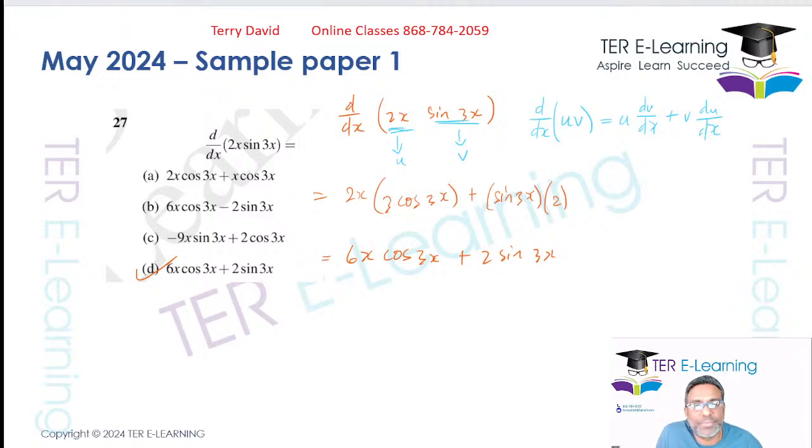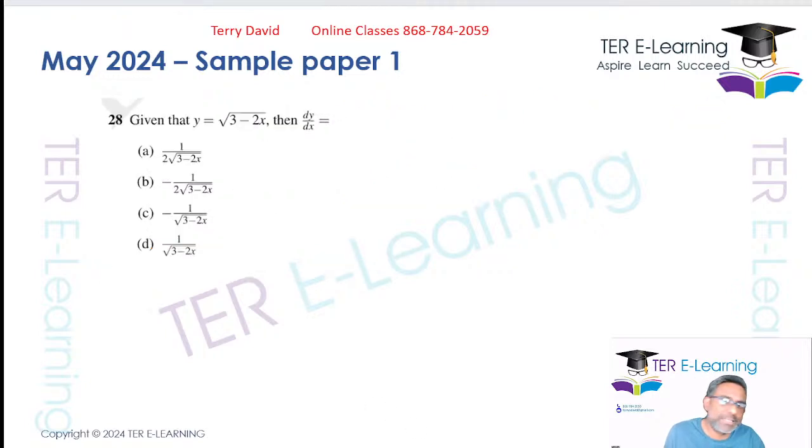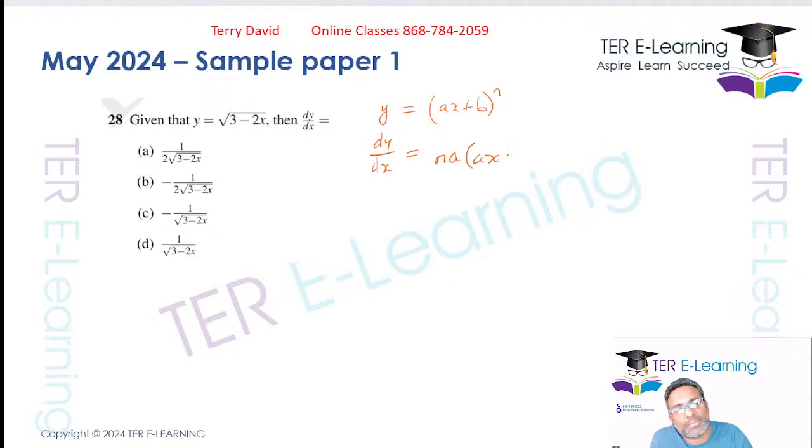So that's 27. Question 28. This is one of those tricky kinds of questions. We differentiate. We can use function of a function if we want, or there's a rule that says this. If I have (ax plus b) to the power n and I want to differentiate this, it is going to be n a (ax plus b) to the power n minus 1. That's what you're going to get when you differentiate this.